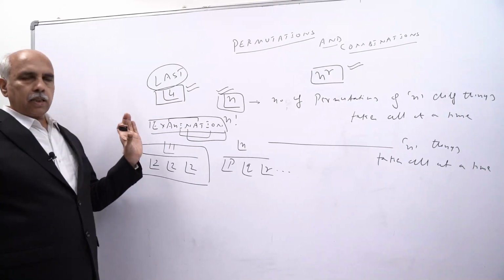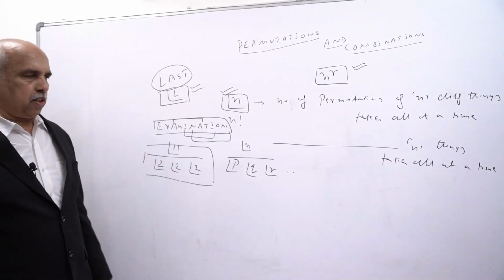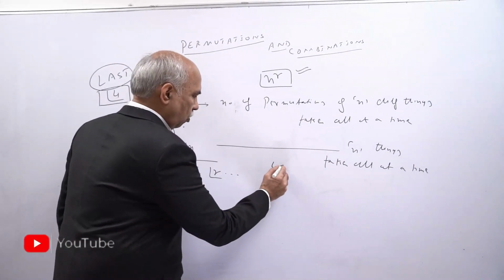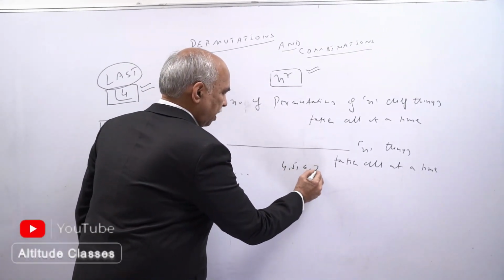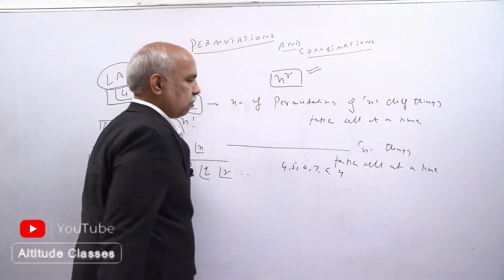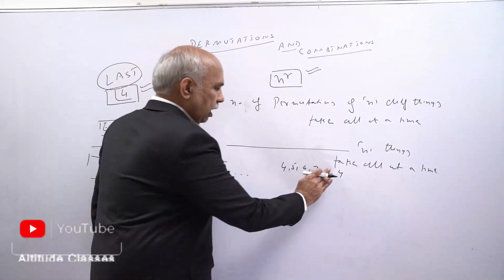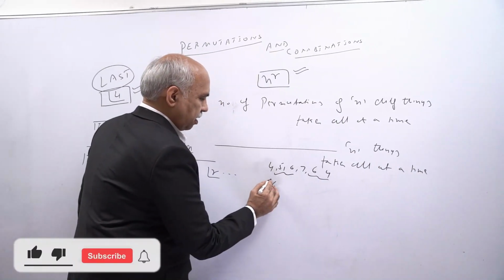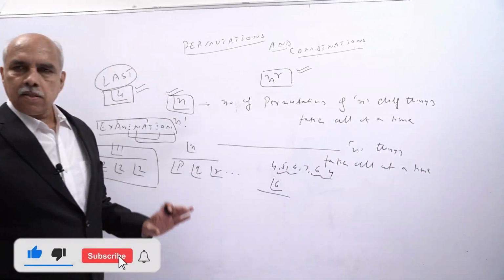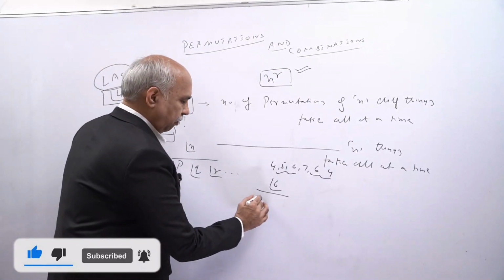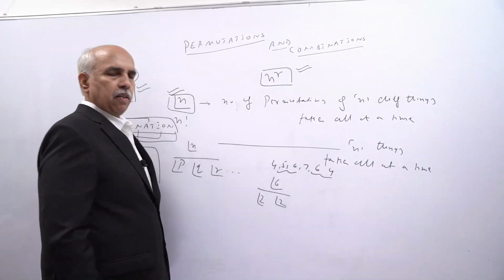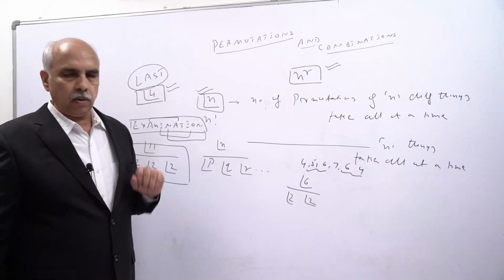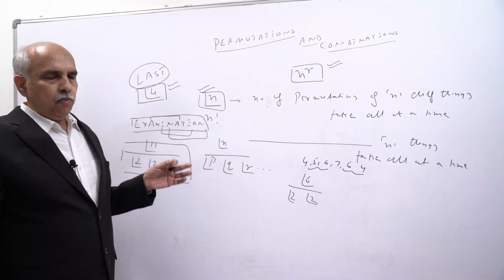This particular thing can be used for numbers also. Say for example, I have numbers like this 4, 5, 6, 7, 6, 4. Suppose I have like this. Total number of numbers are 3 plus 3, 6. 6 factorial divided by 6 is repeated for 2 times, 2 factorial, and 4 is repeated by 2 times, therefore 2 factorial. There can be repetition for 3 times also.